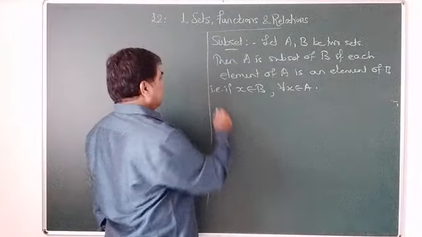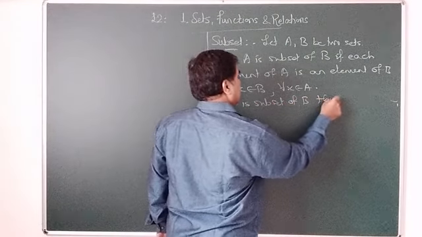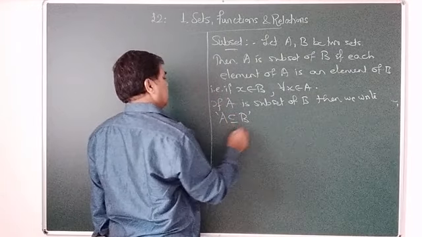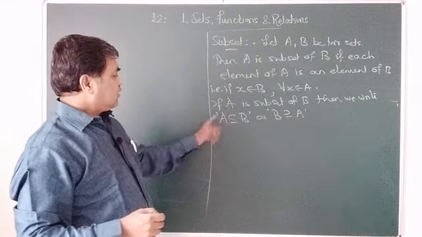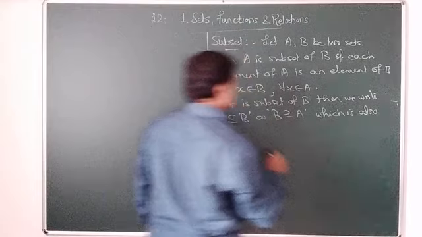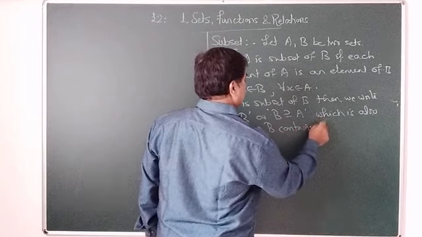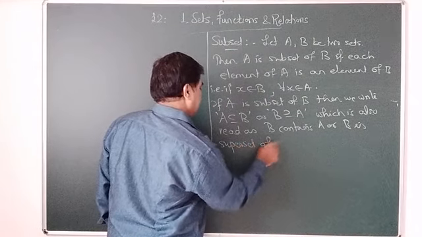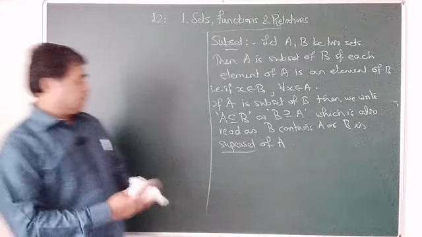If A is a subset of B, then we write A is a subset of B, or B contains A, which is also read as B contains A, or B is a superset of A. So this is the other term, superset, for subset.